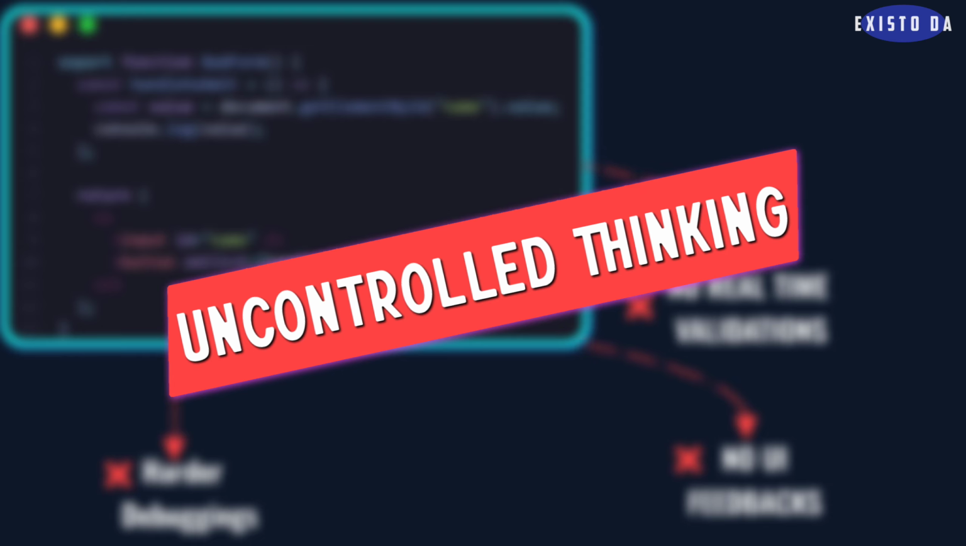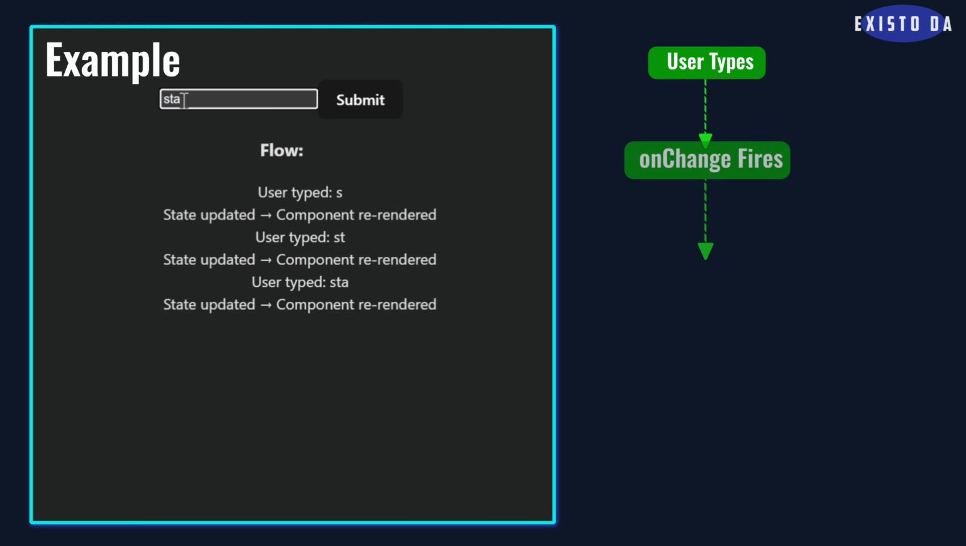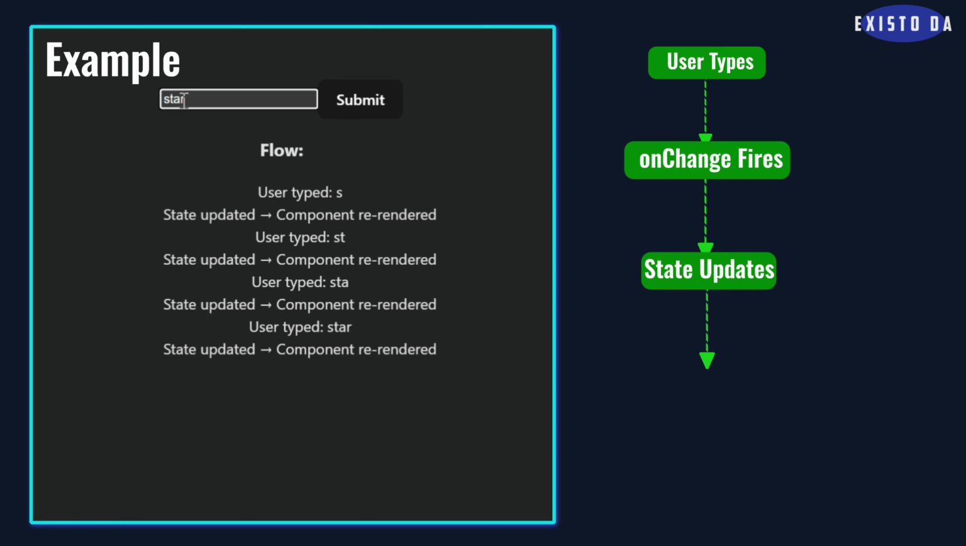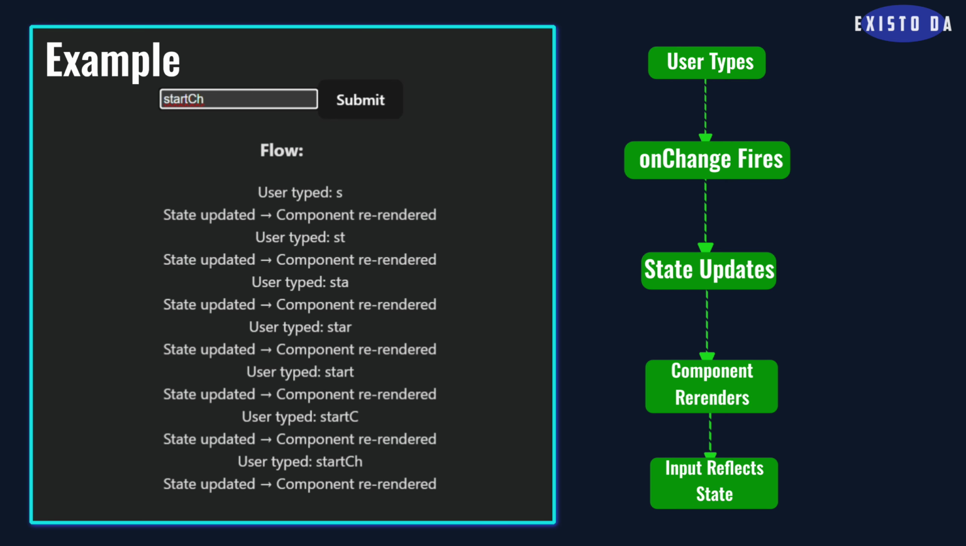This is uncontrolled thinking. Now React controls the input. User types, onChange fires, state updates, component renders, input reflects state. This is called single source of truth.